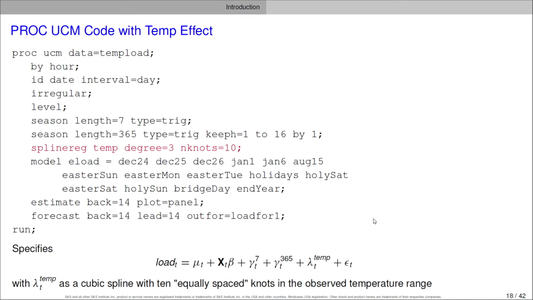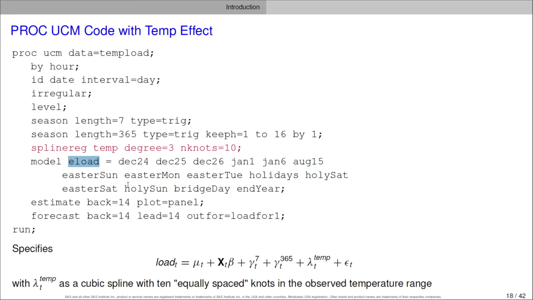This code segment shows you how to do that. Suppose the temp load data set is the load data set with an additional variable temp, which indicates the ambient temperature. You can include the nonlinear temperature effect in the model by using the SPLINEREG statement. In the SPLINEREG statement, you specify the variable that you think has a nonlinear effect on the response variable. The SPLINEREG statement shown here creates a cubic spline.